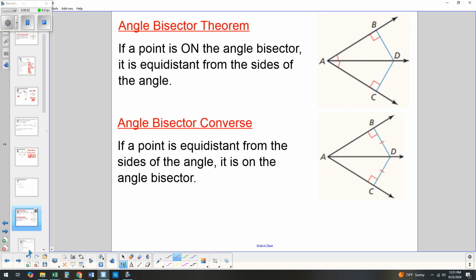So here's our angle bisectors. For an angle bisector, if a point is on the angle bisector, it is equidistant from the sides of the angle. And we know when you talk about a point being equidistant from segments, it has to be the ones that are perpendicular to it. If we don't have those right angles there, I cannot say that these two segments being equal means anything to me. And then if a point is equidistant from the sides of an angle, then that point is on the angle bisector.